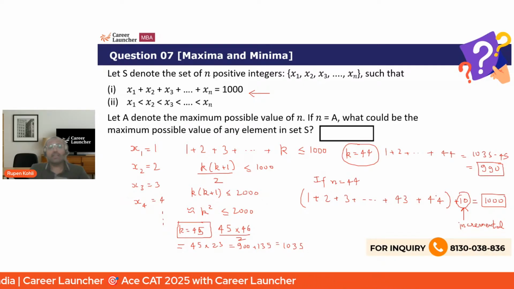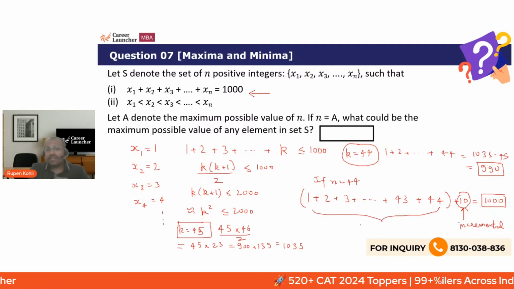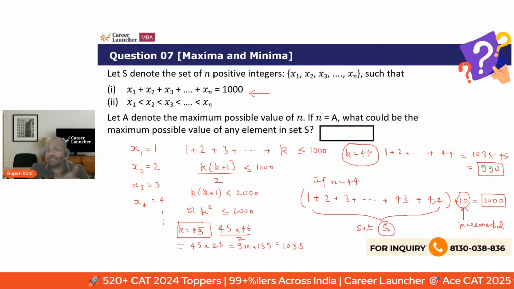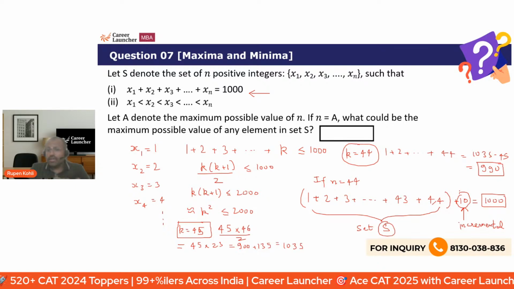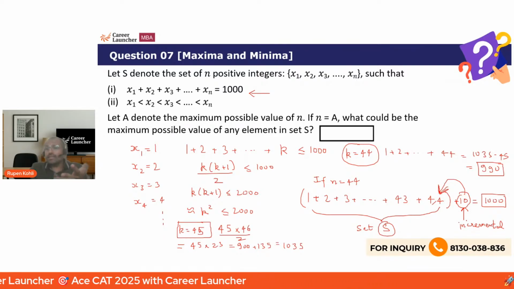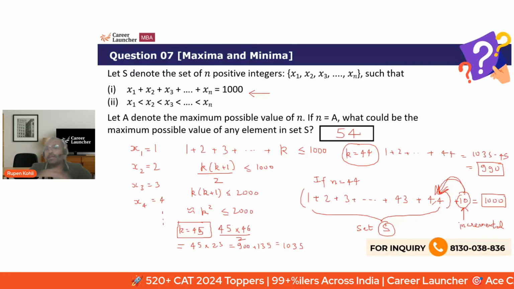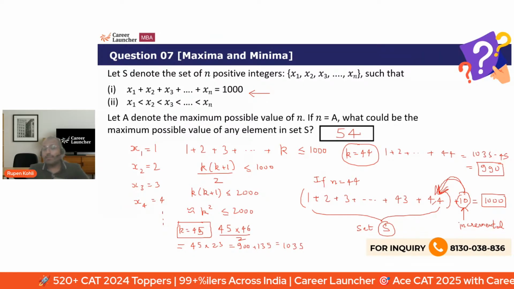And the question is asking, what is the maximum possible value of any element in set S? Right now, among the 44 elements in set S, the maximum value is 44. You would obviously want this 44 to be further maximized, so you would want the remaining value that needs to be adjusted to reach 1,000, this 10, to be completely assigned to 44, so that 44 plus 10, which is 54, becomes the highest possible value of any element in set S.